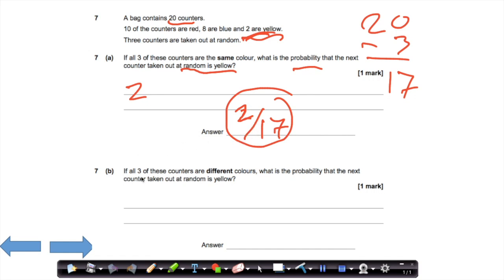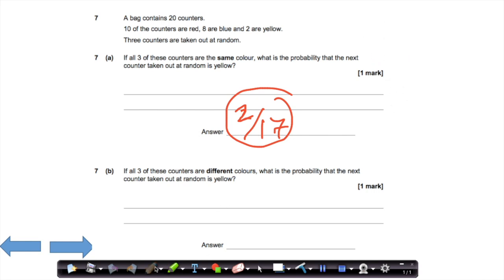of answering the question. 7b, if all 3 counters are different colours, what's the probability the next counter taken out is yellow? Okay, well, if they were all different colours, then that means, as there are red, blue and yellow, that there must have been one of each. There aren't any more colours that it could have been, so all 3 were different. It can't have been that there were 2 red and 1 blue, because they wouldn't be different colours.